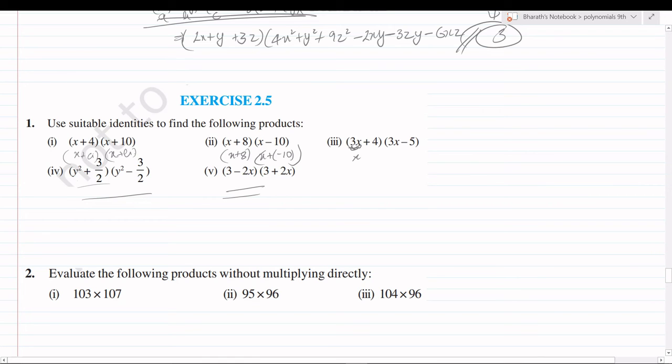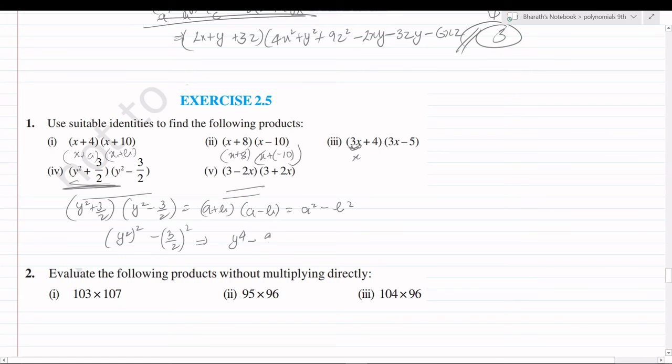Done. Here in this question, y square plus 3 by 2 and y square minus 3 by 2. It's in the format (a plus b) into (a minus b), which is a square minus b square. So this is y square whole square minus 3 by 2 whole square, which can be written as y power 4 minus 9 by 4, because 3 square is 9 and 2 square is 4.